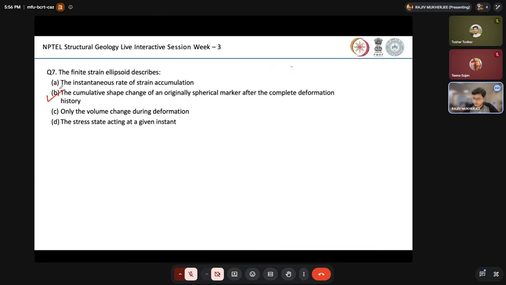So now there is a catch. The catch is that we assume that the particular ellipse shape has resulted from an initial spherical marker. That is an assumption that we carry on, because that becomes our reference with respect to which we try to compare how the shape has changed over time, right?